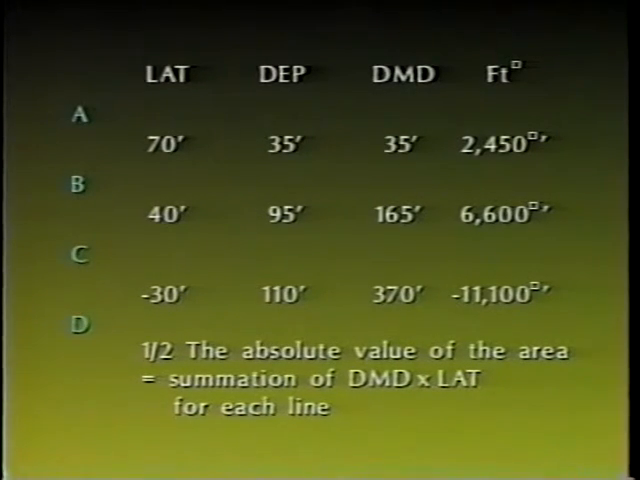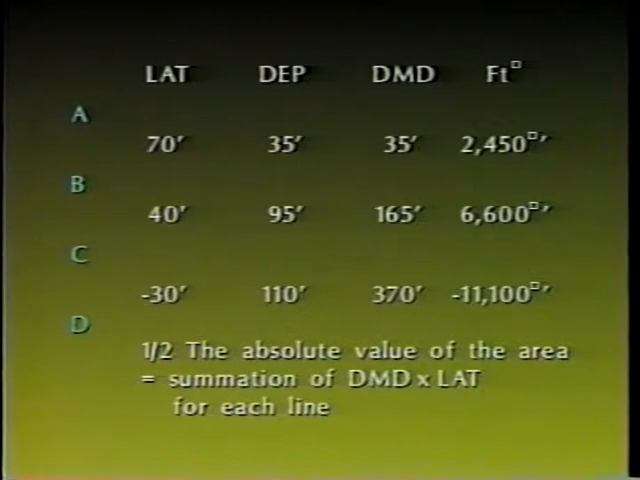By the DMD method, the area of the parcel is 43,325 square feet. Let's review the procedure. The DMD of line AB is plus 35 by rule number 2. The double area is the latitude of AB plus 70 times the DMD plus 35, or plus 2450.